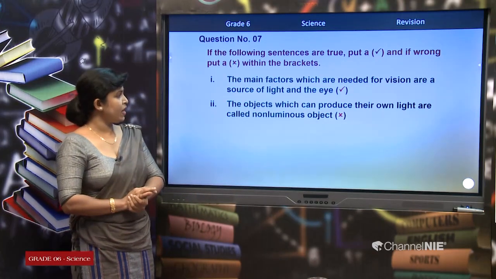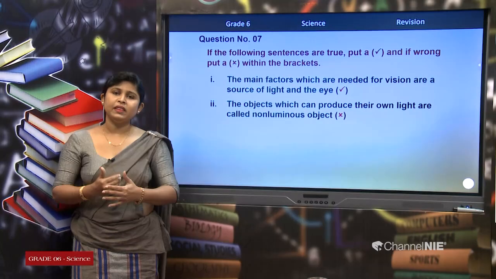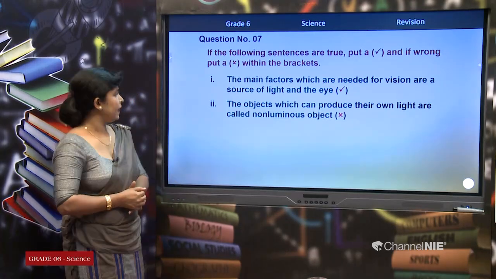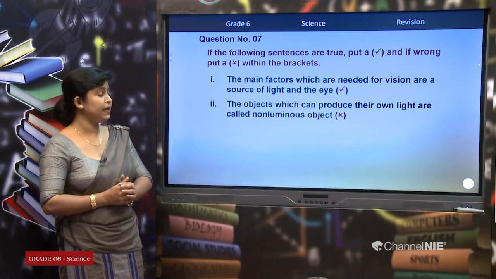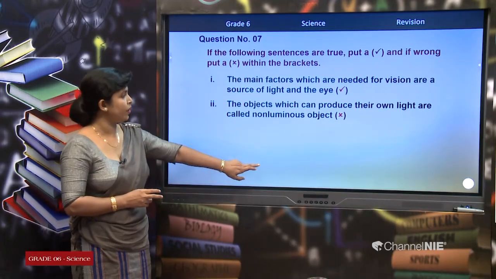The objects which can produce their own light are called non-luminous objects. The objects or the sources of light can be divided into two groups: luminous objects and non-luminous objects. The objects that can produce their own light are called luminous objects. But the objects that can't produce their own light are called non-luminous objects. The statement given here says the objects which can produce their own light are non-luminous objects, so the statement is wrong.